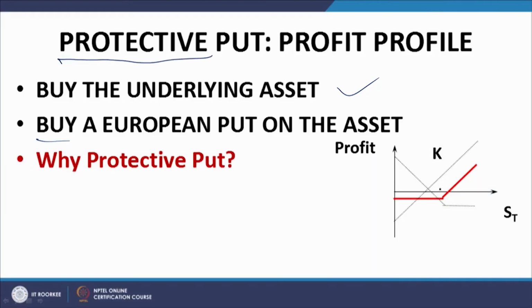So that is the rationale behind using this word protective. It protects the value of your underlying asset in which you have a long position by taking a long put on that asset. If the market price of the underlying asset falls, you can invoke the put option at the exercise price and sell the asset at the exercise price. That is the rationale behind the use of the word protective.